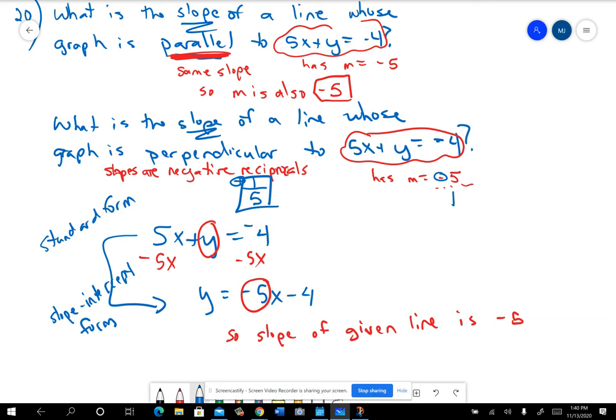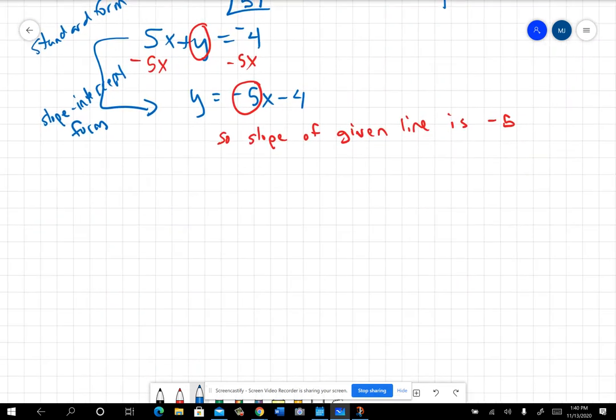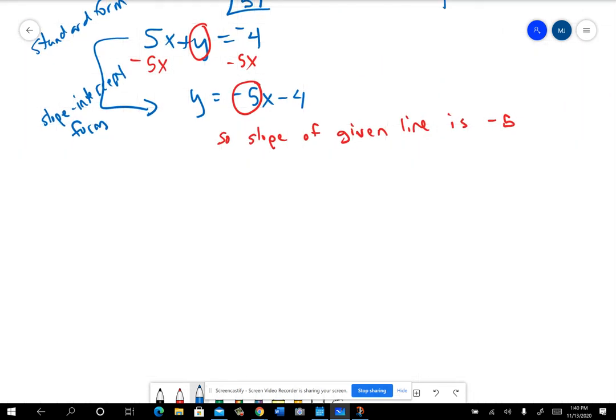Then near the end of the review, there's a few problems that ask you to write an equation of the line given some information. So let's look at a few of those. And they involve the words parallel or perpendicular. So here's number 28. It says, write an equation in slope-intercept form.